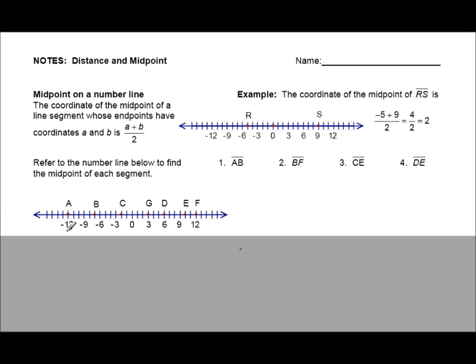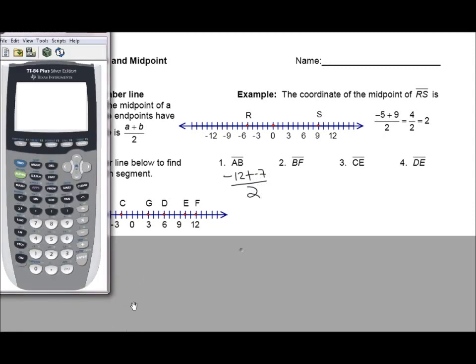I would take the coordinates of a, which is negative 12. I would add that to the coordinate of b, which is negative 7. And then I would divide both values by 2. Now, most of you are going to be tempted to pick up your calculators and just plug all of that in. You'll say negative 12 plus a negative 7 divided by 2.